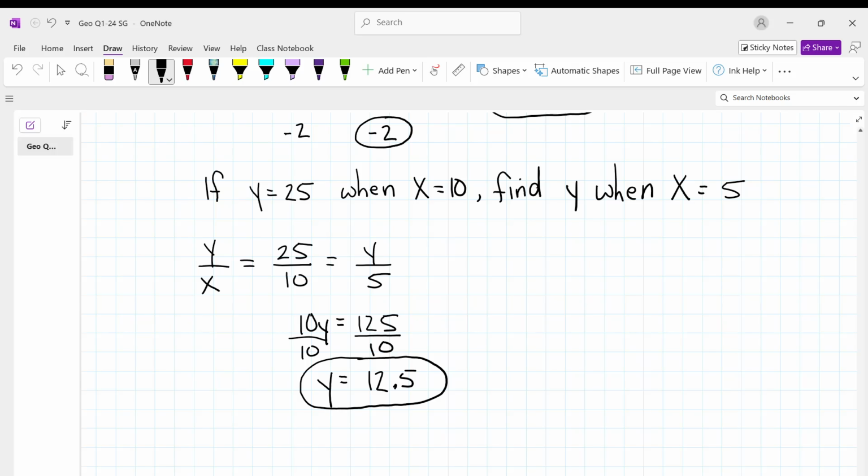Anybody need to see another one of any of those examples? Yes? No. Your constant will change on almost each problem.